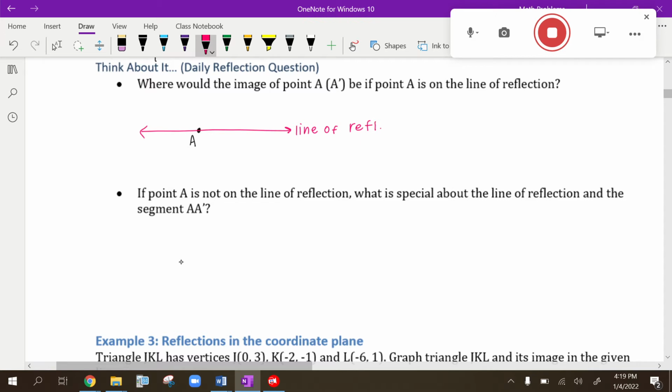And another question says, if point A is not on the line of reflection, so maybe it's somewhere over here, what is special about the line of reflection and the segment from A to the image of A? So what's special about this segment and the line of reflection? We're going to answer those at the end. Keep those in mind as we go through these examples though.